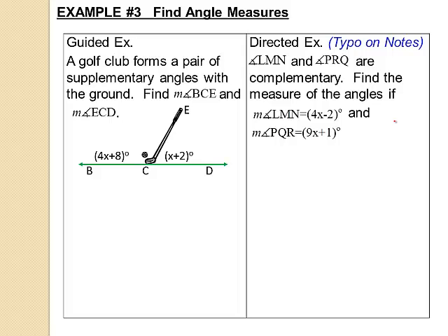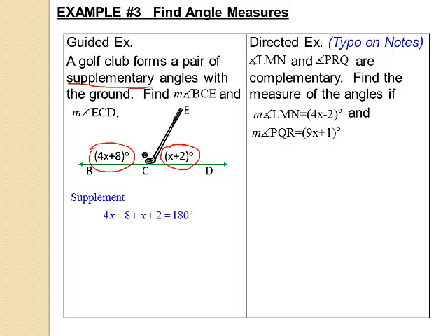Example 3, finding measures. A golf club forms a pair of supplementary angles with the ground. Find the measure of angle BCE and the measure of angle ECD. So we have these two algebraic expressions. The mistake that I see a lot of people make is they take these two and set them equal to each other. Again, in the directions it says they are supplementary angles. So that means their sum is going to be 180 degrees.